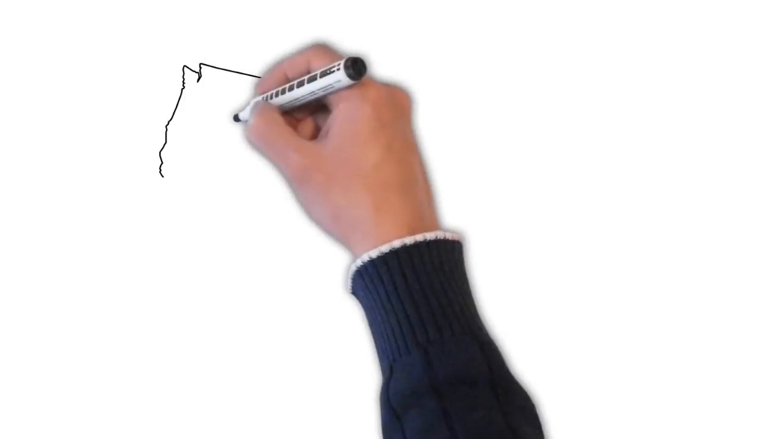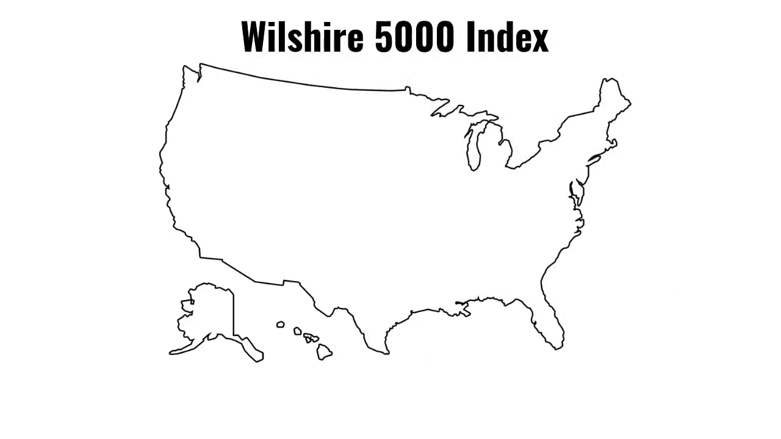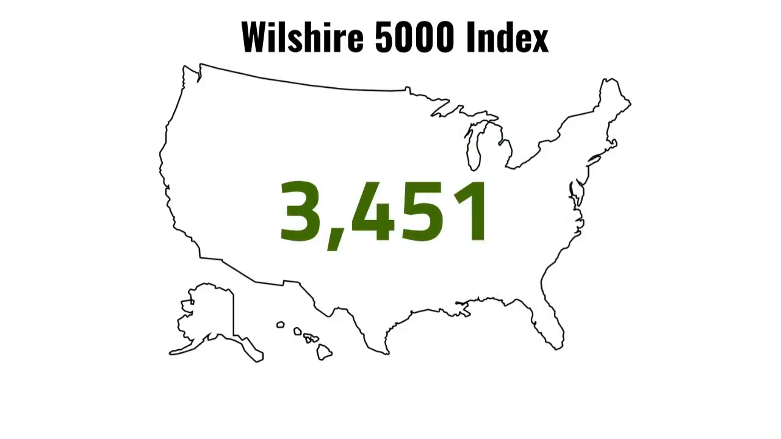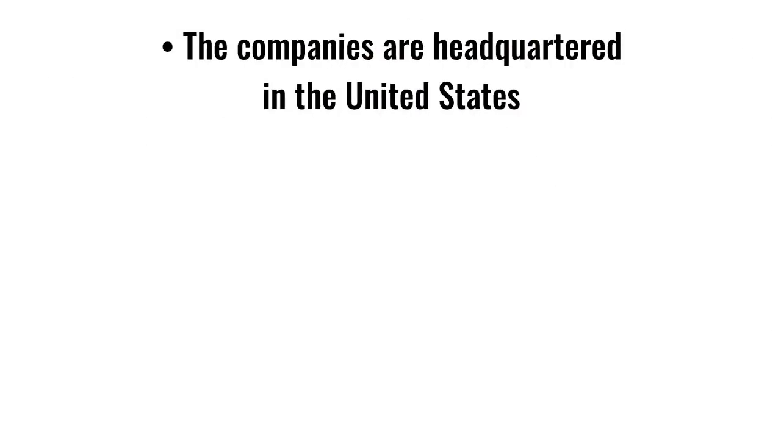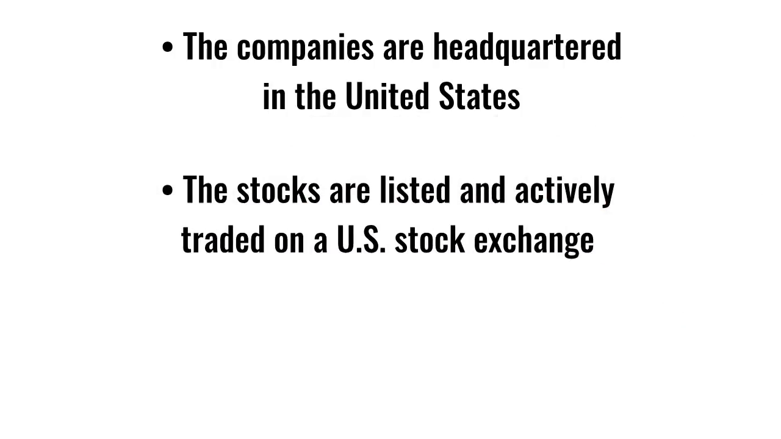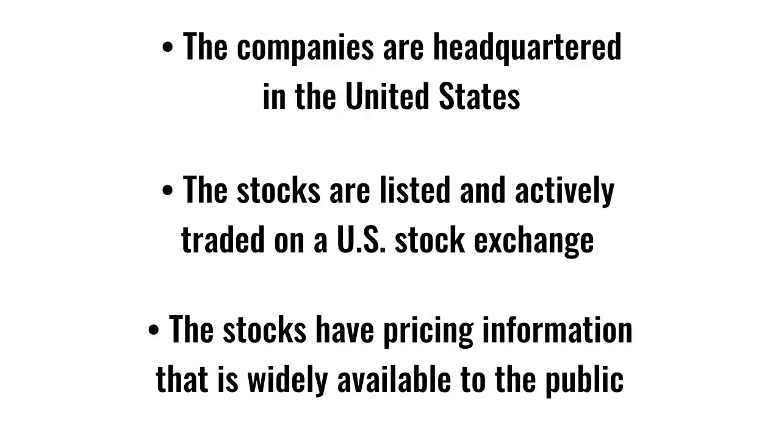To determine the total stock market value of the U.S., Buffett uses the Wilshire 5000 index. The Wilshire 5000 Total Market Index is a broad-based market capitalization weighted index composed of 3,451 publicly traded companies that meet the following criteria. 1. The companies are headquartered in the United States. 2. The stocks are listed and actively traded on a U.S. stock exchange. And 3. The stocks have pricing information that is widely available to the public.